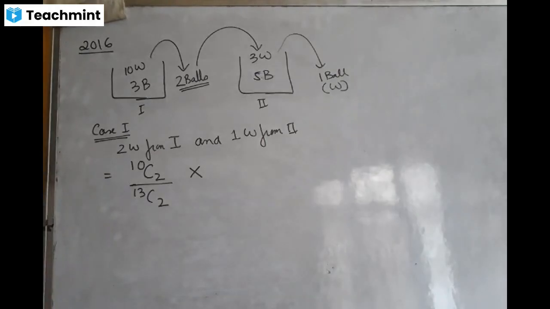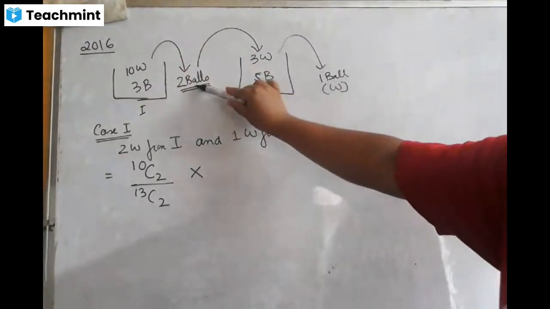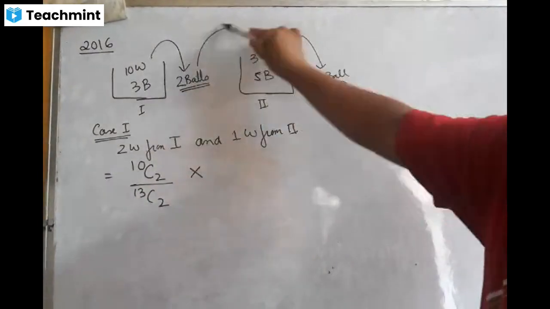But there's a slight problem. Can anyone tell me what is the slight problem? How many white balls are there in the second bag? So 3. There are three. But one part which you missed is that the two balls you are drawing from here, we are assuming they are white. So these two balls you are putting into the second bag.